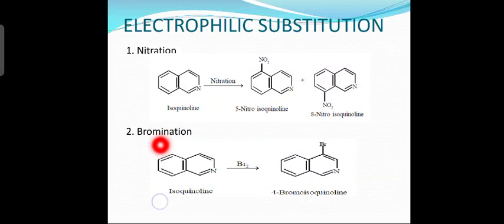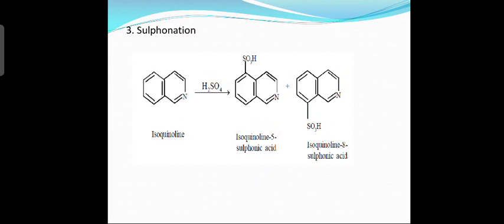Next, bromination. Now it reacts with bromine to give what? 4-bromoisoquinoline. So this bromination occurs at the 4th position. Next is sulfonation. When it is heated with sulfuric acid, sulfonation takes place to give a mixture of isoquinoline-5-sulfonic acid and isoquinoline-8-sulfonic acid.